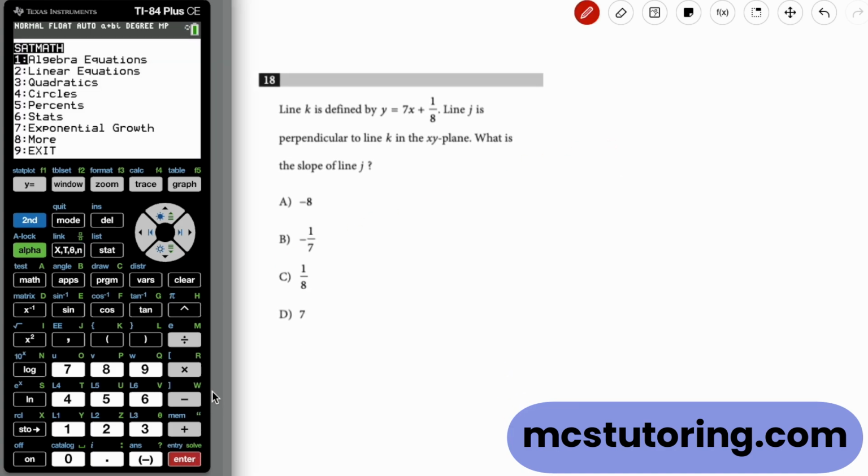Now we're on to perpendicular stuff. Line K is defined by y equals 7x plus 1/8. Line J is perpendicular to line K in the xy plane. What is the slope of line J? Just so you know, side note, you can use the calculator program, but you can do this pretty quickly on your own without the calculator if you want.